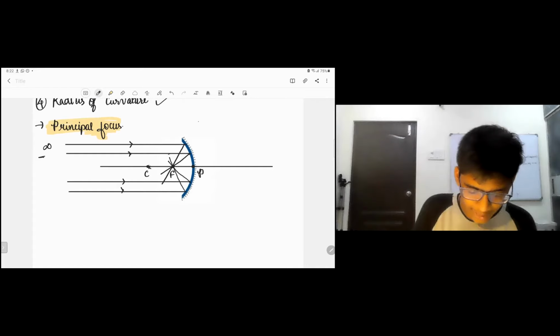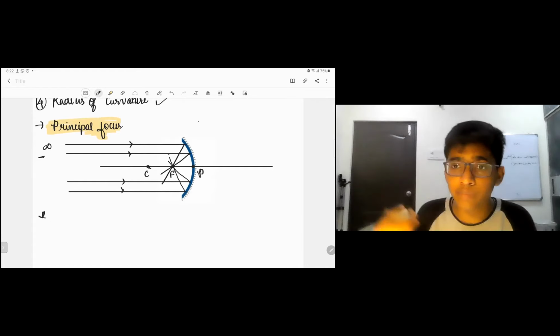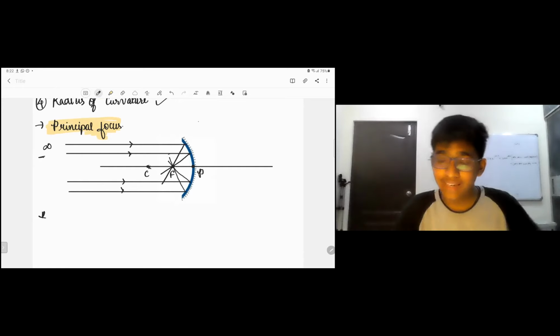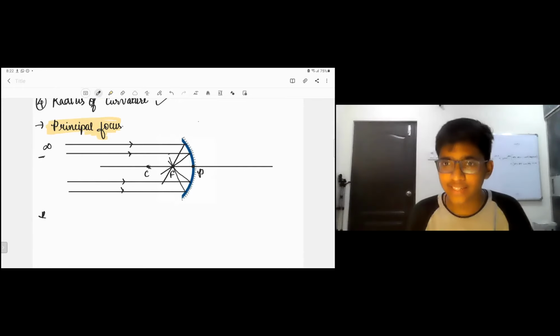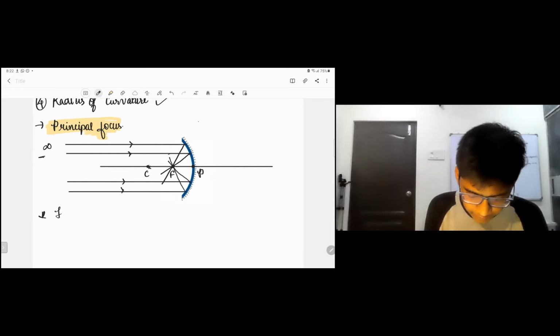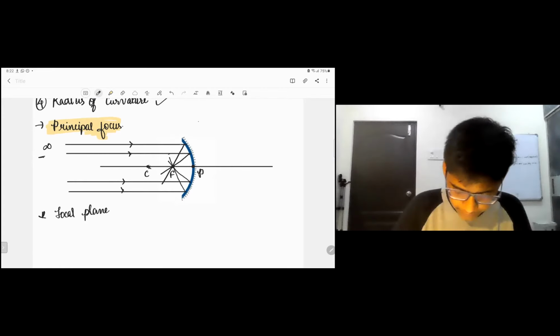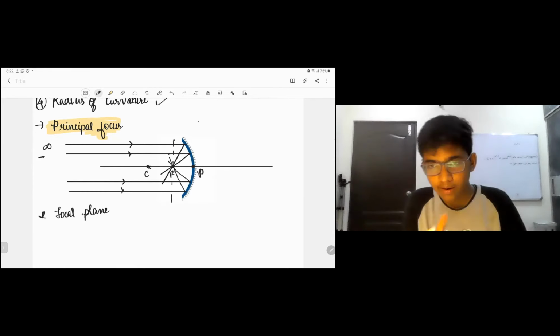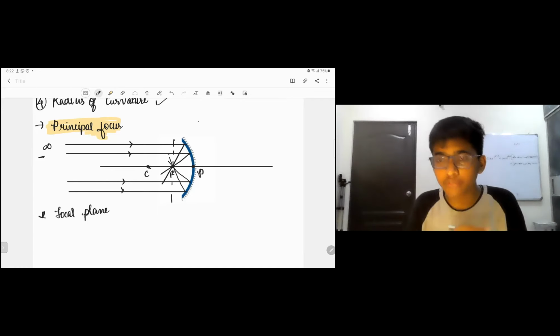And there is a parallel concept for principal focus. We will be discussing the focal plane in refraction, the second chapter. So if I draw an imaginary plane through the focus, then that is called the focal plane.